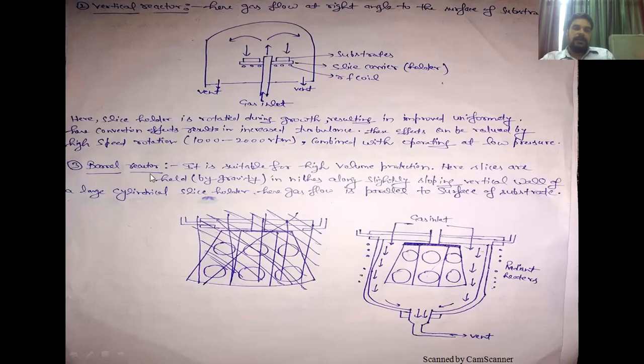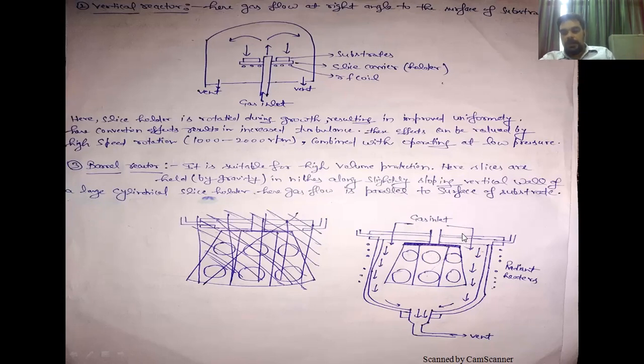Now we use a barrel reactor. So what is this? In the barrel reactor, the wafer holder is a drum shaped structure. The vertical wall of this structure is slightly tilted outward, for the same purpose that we discussed in the horizontal reactor. Here the gas inlet is provided. Here also there are certain niches onto which wafers are placed.